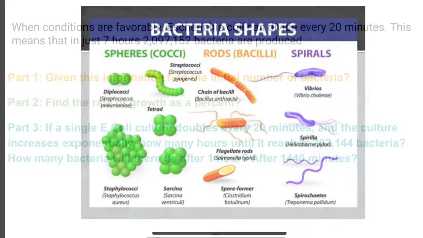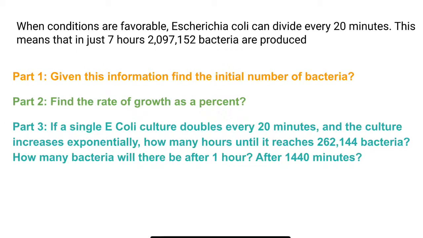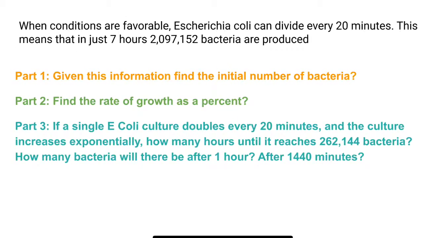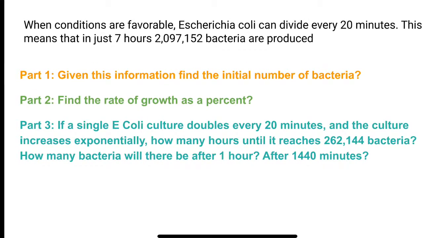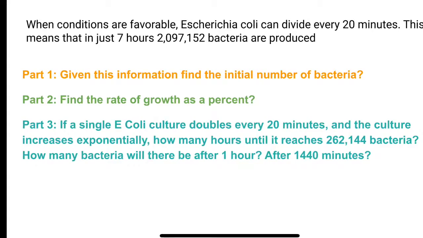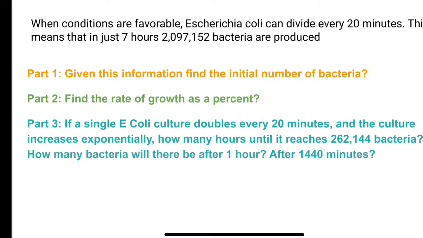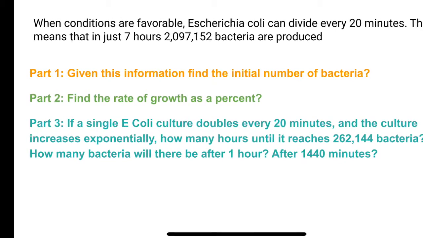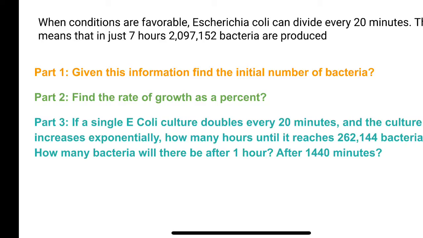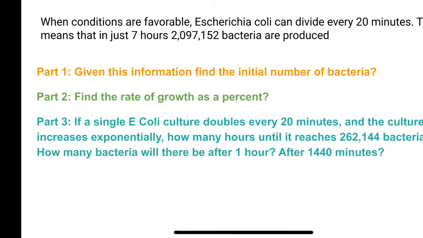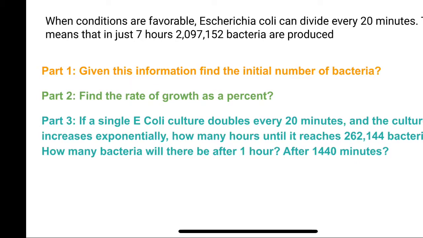Now that we know a little bit about exponential growth and the bacteria we're working with, we're going to be answering 3 essential questions. Part 1, given this information, find the initial number of bacteria. Part 2, find the rate of growth as a percent. And Part 3, if a single E. coli culture doubles every 20 minutes and the culture increases exponentially, how many hours until it reaches 262,144 bacteria? How many bacteria will there be after 1 hour and after 1,440 minutes?